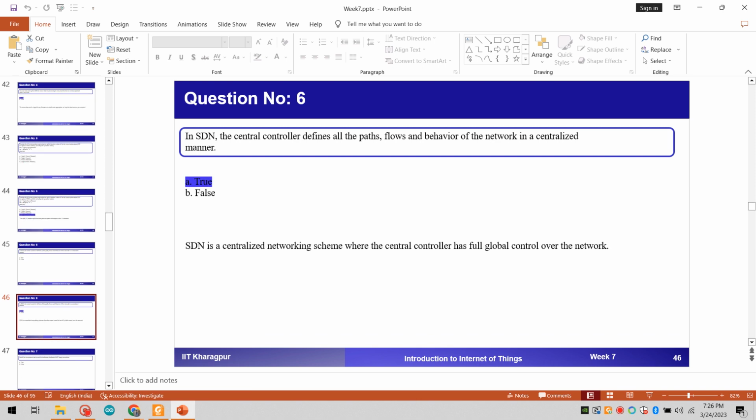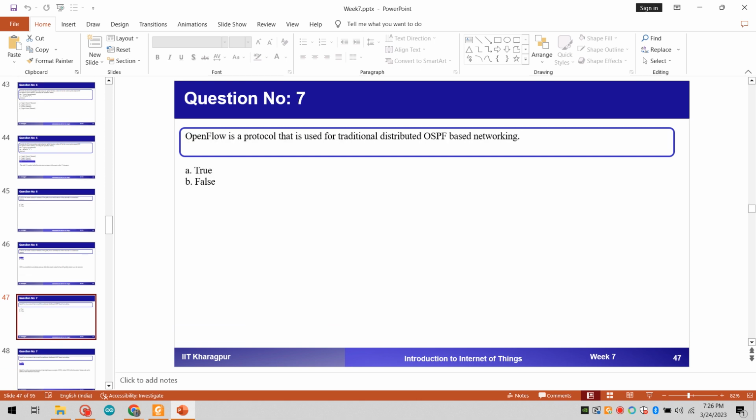SDN is a centralized networking scheme where the central controller has full global control over the network. So this statement is true. Next question is, OpenFlow is a protocol that is used for traditional distributed OSPF based networking. Options are true or false.